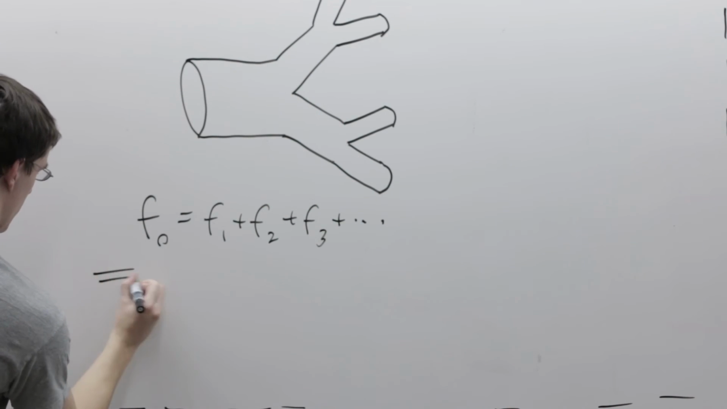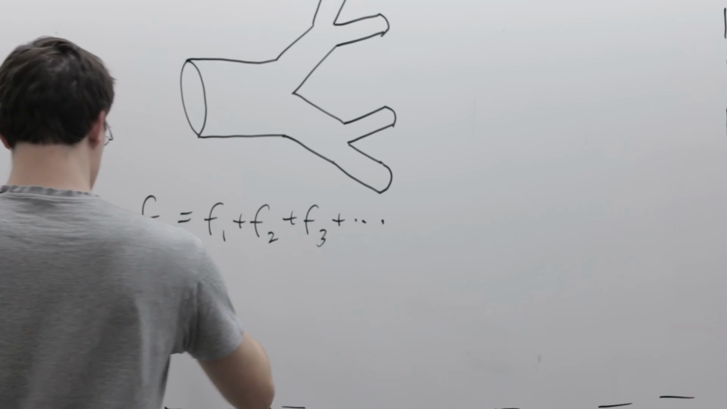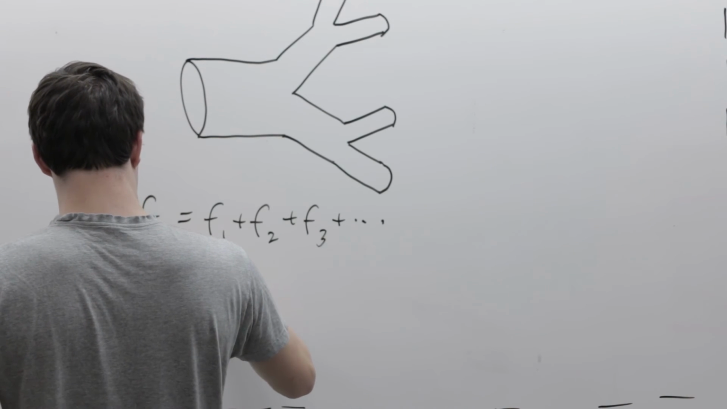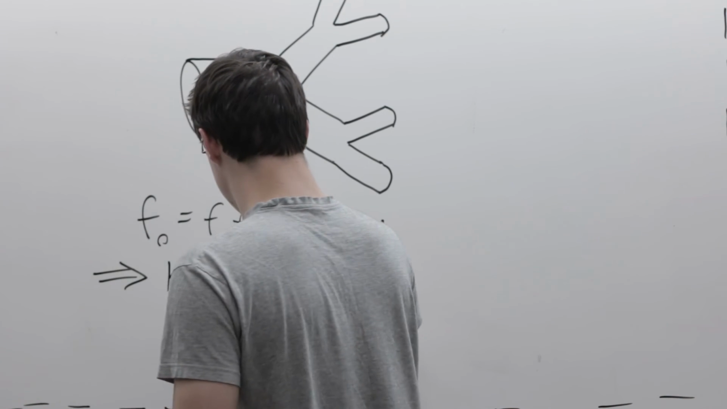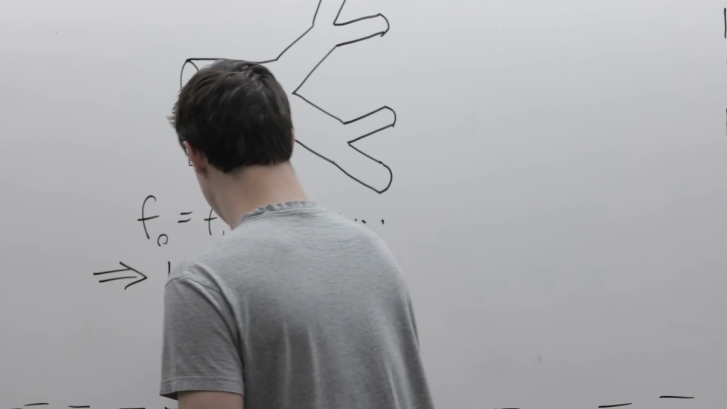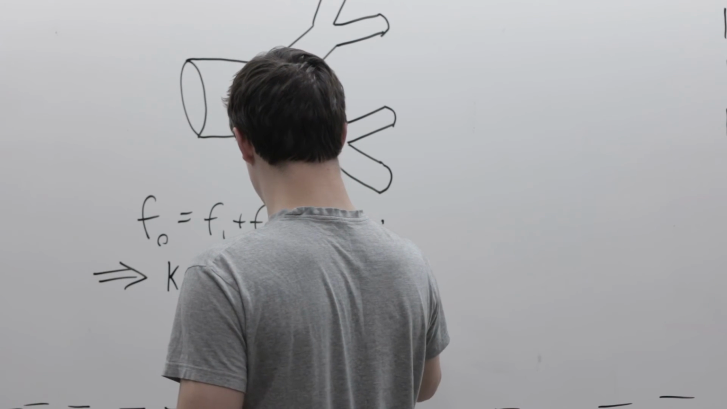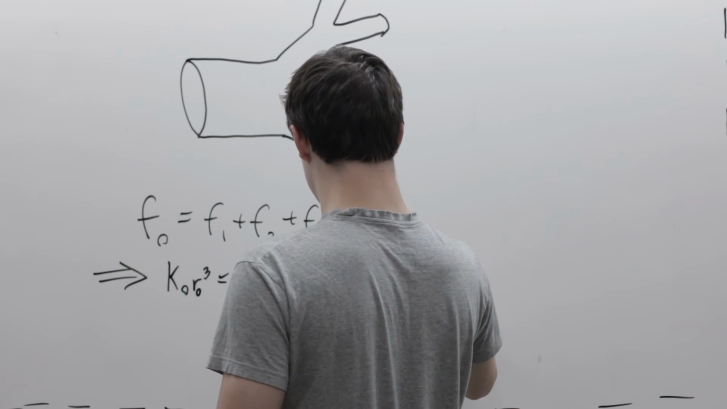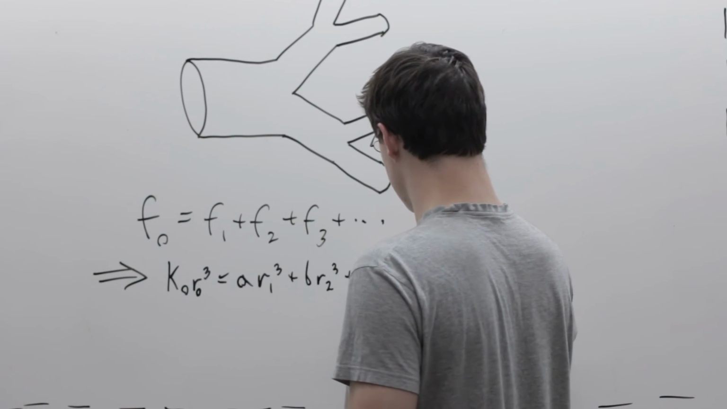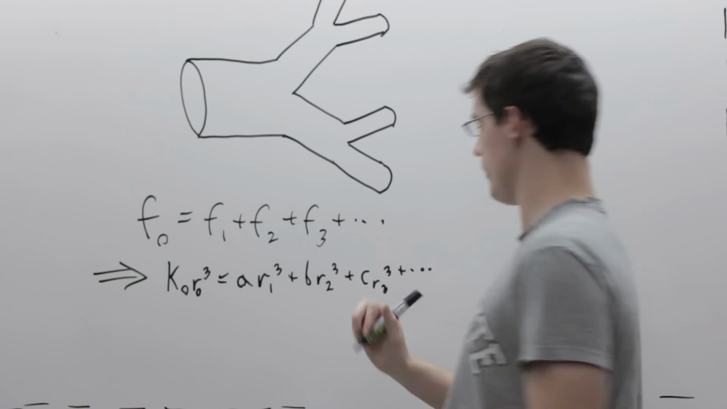And that relationship, because as we know the flow goes by the cube of the radius, is that K naught r cubed equals A times r1 cubed plus B times r2 cubed plus C times r3 cubed, and so on and so forth.